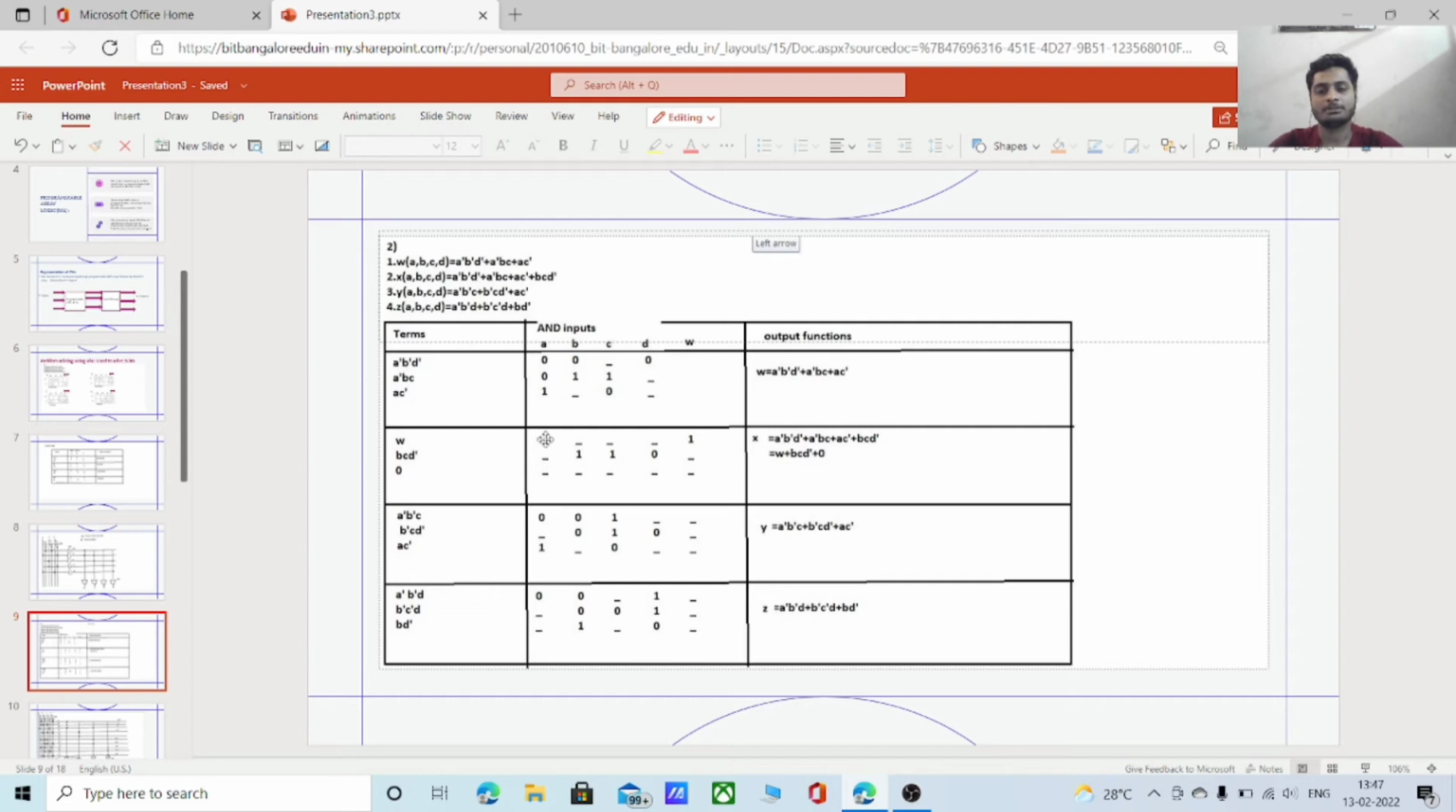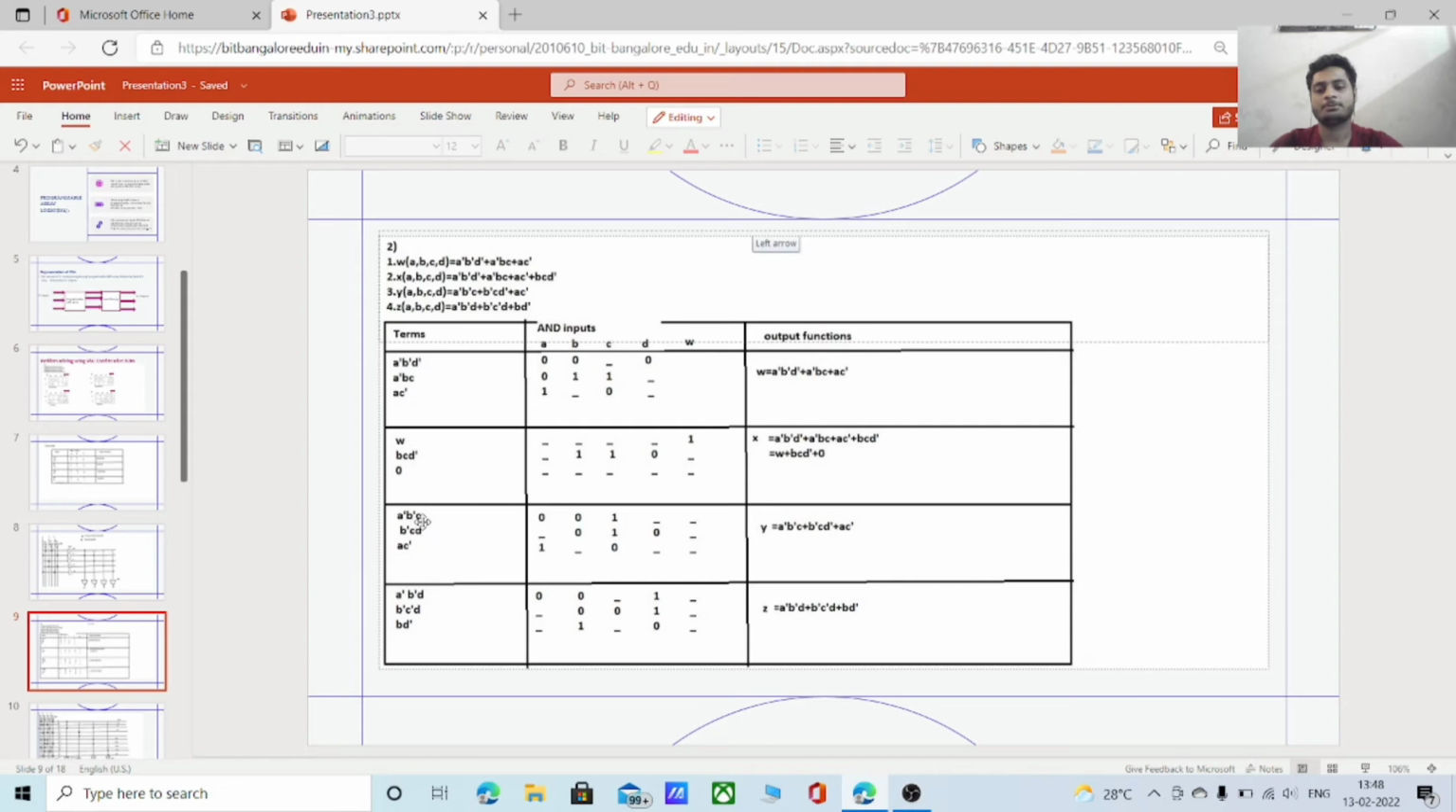So we consider another AND input which is W. We don't have A, B, C, D terms, so we put a dash, and for W we put 1. And for BCD complement, at B and at C we put 1, at D it's 0, and we don't have a W term, so we put a dash. To match this with three terms, we use another 0. So X is W plus BCD complement plus 0.